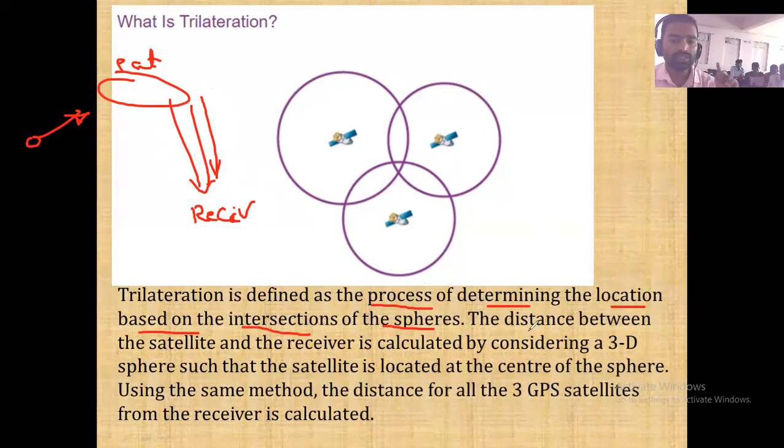The distance between the satellites and the receiver is calculated by considering a 3D sphere such that the satellite is located at the center of the sphere. Using the same method, the distances for all the 3 GPS satellites are received and calculated. Okay, so this is the accurate one. Just remember this one: the trilateration process.